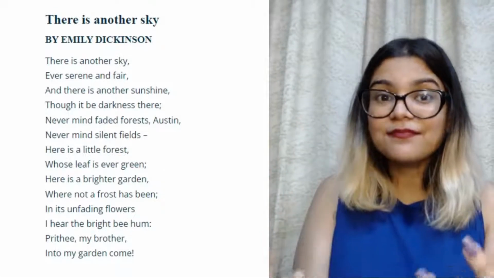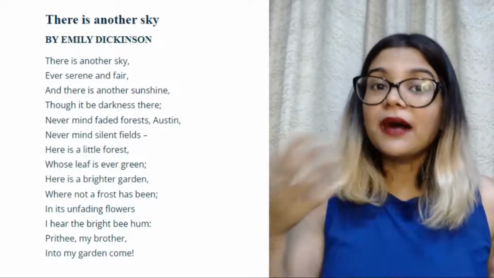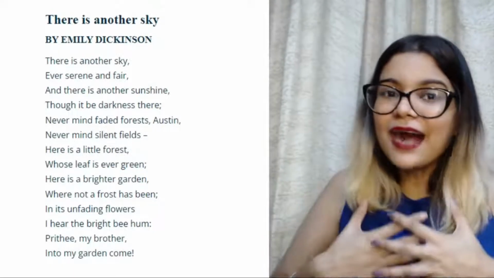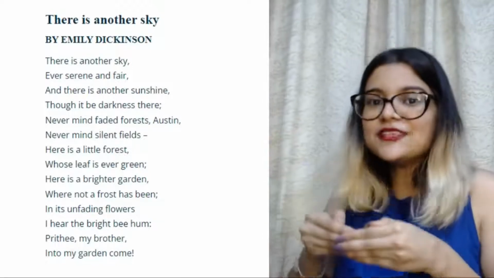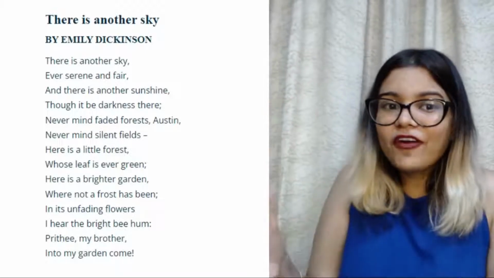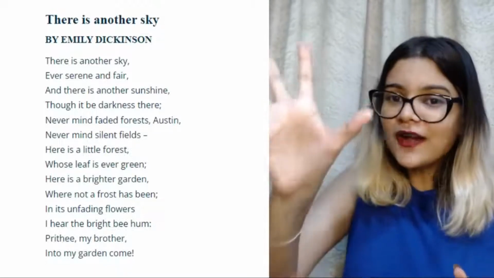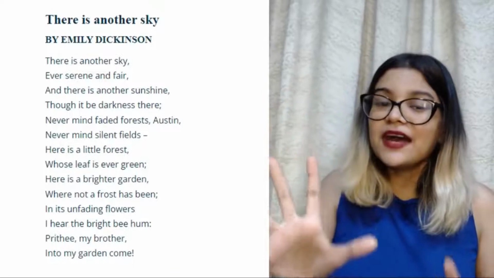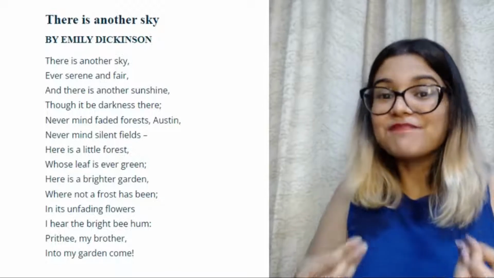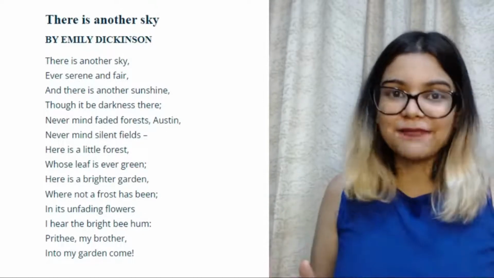So she tells him, Prithee, which in Old English means my dear brother, my little brother. So Prithee, my dear brother, my little brother, come into my garden, come into my world, come into my house, come to Amherst. I miss you. This garden, this little forest is evergreen. It's always going to be filled with happiness. There will be no sadness. Boston may have some sadness over there. You may have the perils of life. But over here, in my house, in my world, in my sky of love, you will never find any unhappiness.